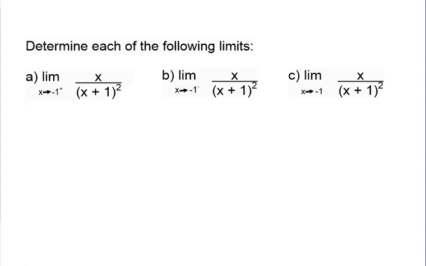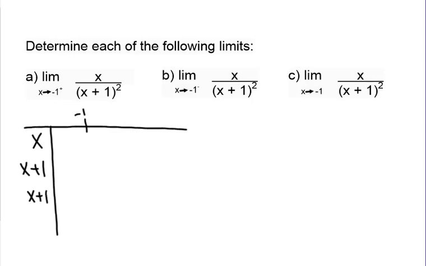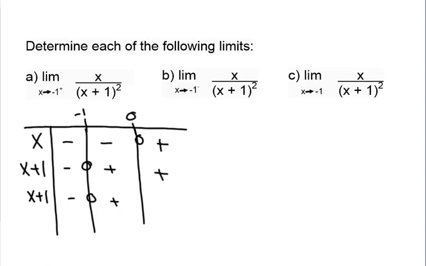Determine the following limits. Again, these are all the same function. We've got x plus 1 and x plus 1. We could just treat it as x plus 1 squared. So -1, and we've got also 0. It switches there, so we have a sign change. So overall we are positive, negative, negative.